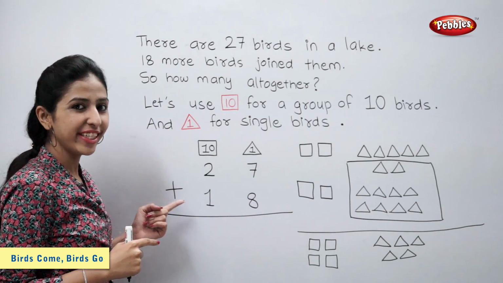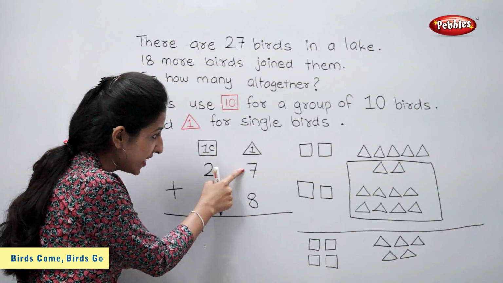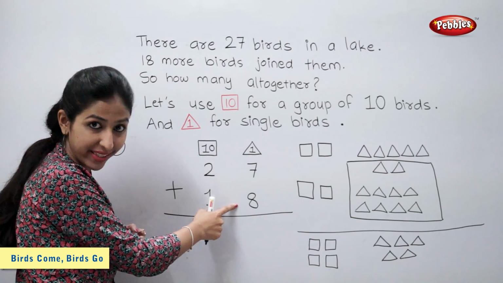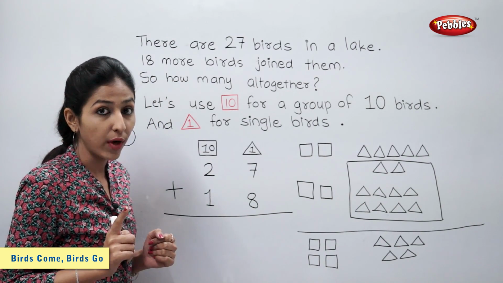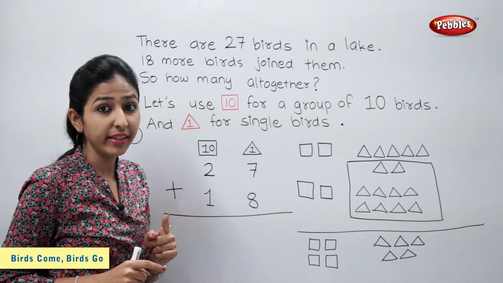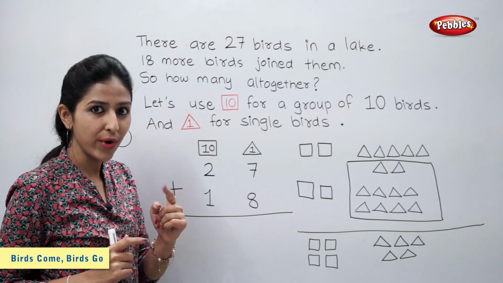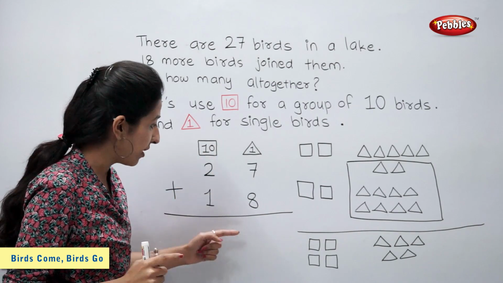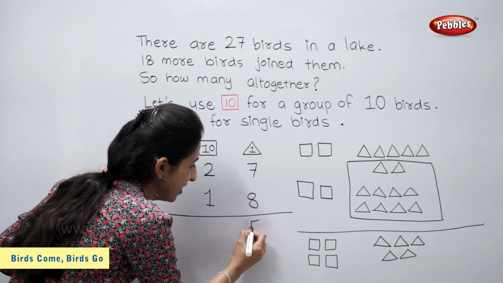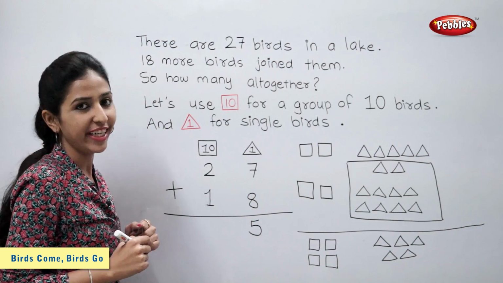Let's solve it this way. We can say that 7 plus 8 is equal to 15. Now we know 15 means 1 tens and 5 ones. So, let's write 5 in the ones column and 1 tens carry forward in the tens column.